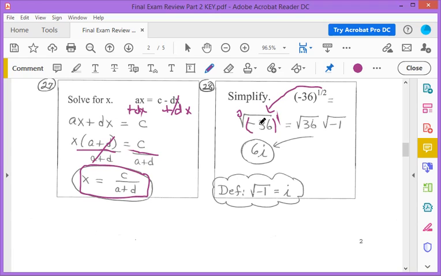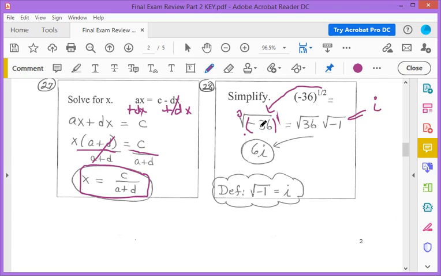There's no such thing as a negative square root, because every time you square numbers, negative or positive, you wind up with a positive digit. Therefore, we need to recall the imaginary number. Remember, the square root of negative 1 equals i.